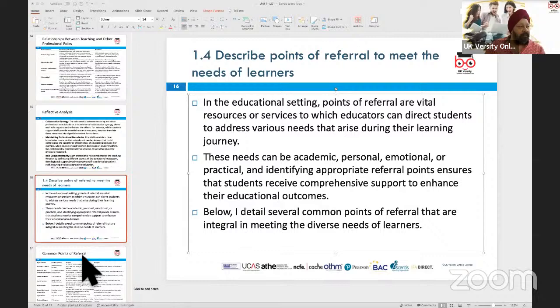More like, I would say, milestones, signposting certain key areas that we need to meet as teachers, when we look at our targets, that we need to be able to meet those targets, and they would be termed as points of referral.